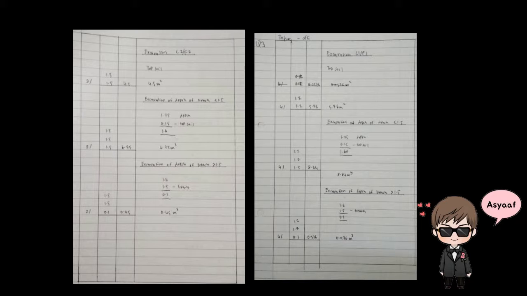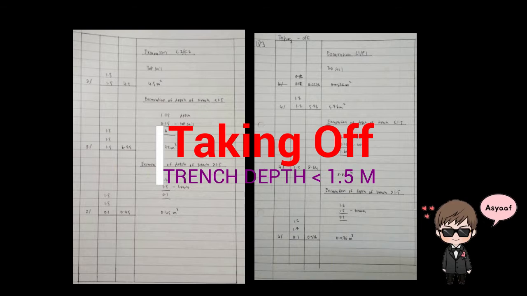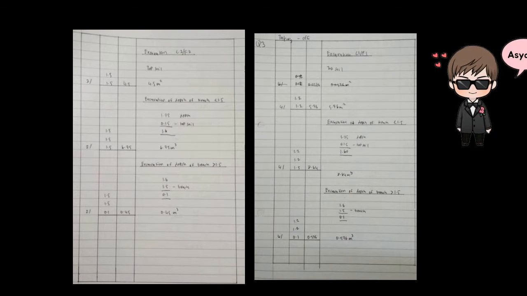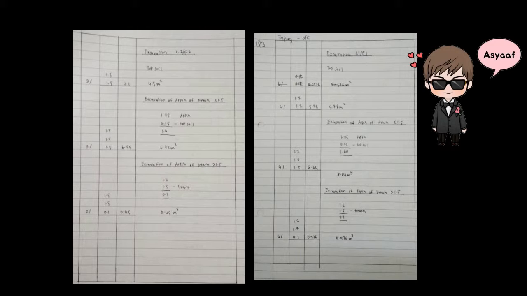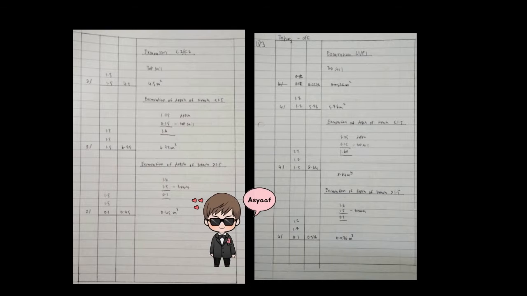Next, we must do the taking off for the trench depth, which is lesser than 1.5 meters. If the overall footing is deeper than 1.5 meters, simply take the depth as 1.5 meters, as this is the maximum depth for this type of trench. If the pad footing is deeper than 1.5 meters, we must proceed to the next step, which is trench deeper than 1.5 meters but lesser than 3 meters.